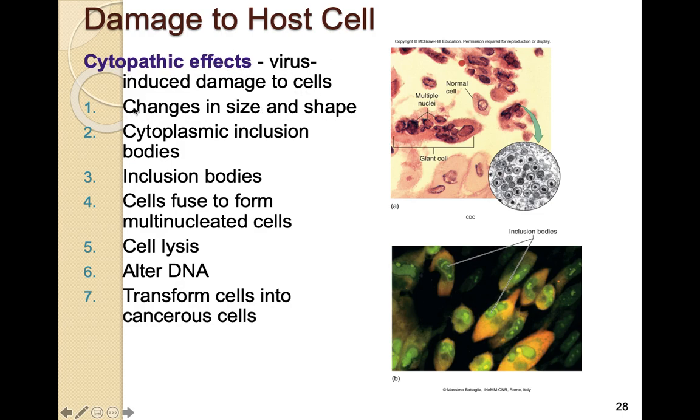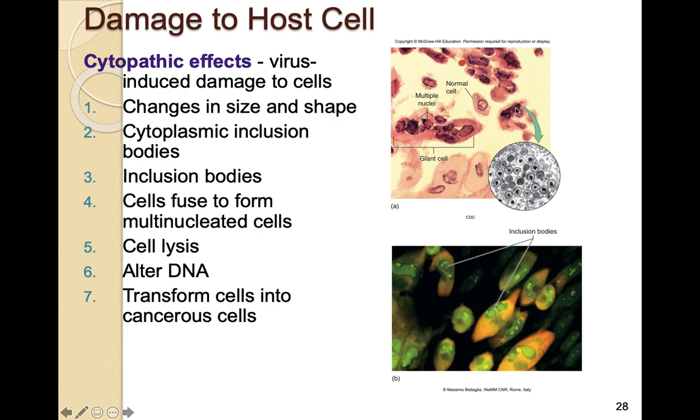So one of them is just changes in size and shape. You look at a normal cell underneath the microscope, you see what it's supposed to look like, and you see cells that don't look like that anymore. See how big this cell is here? You see cells with bunches of nuclei inside of them that are all fused together. They just don't look normal.